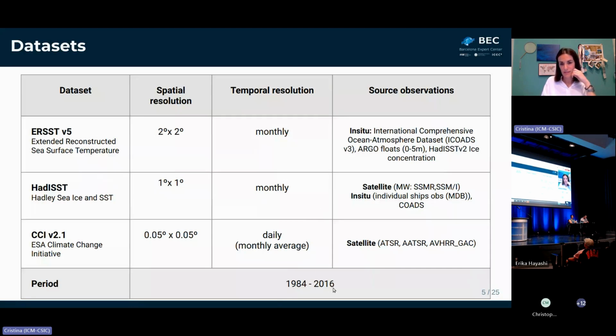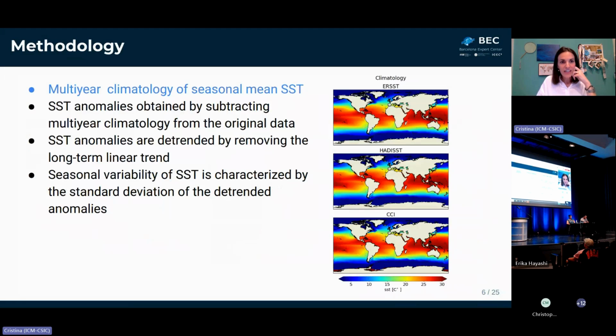The period we have considered is from 1984 to 2016. I know the data set begins two years earlier, but we just had to consider this because we had a problem, and I just want to give you the right temporal range that we take into account in this study. So I'm going to show you the methodology we have used with this slide.